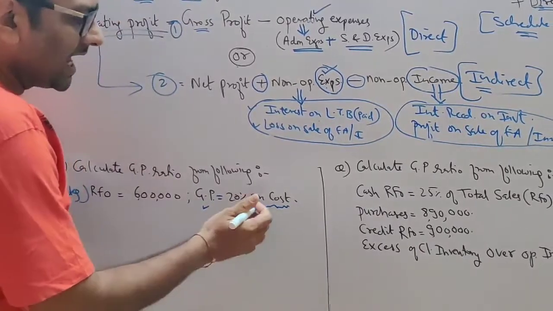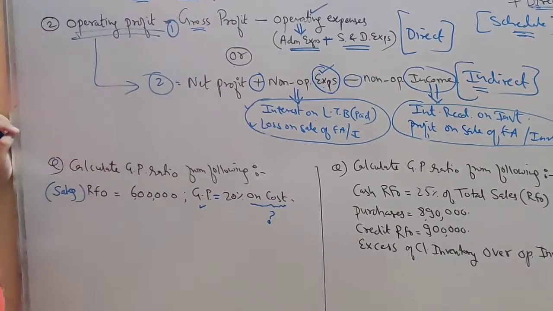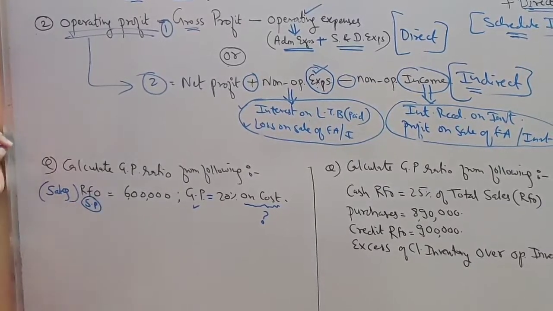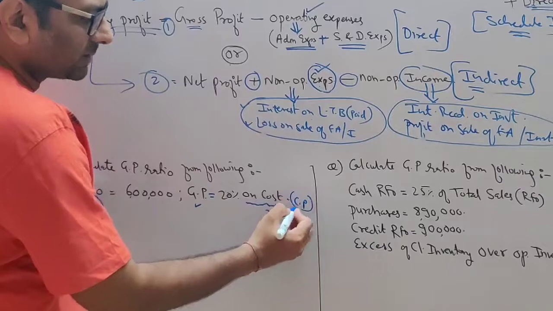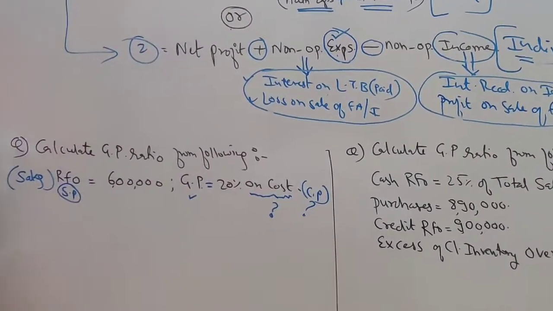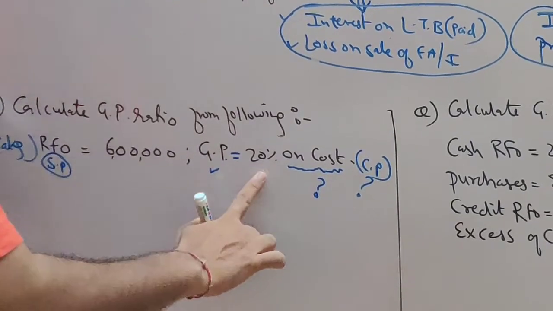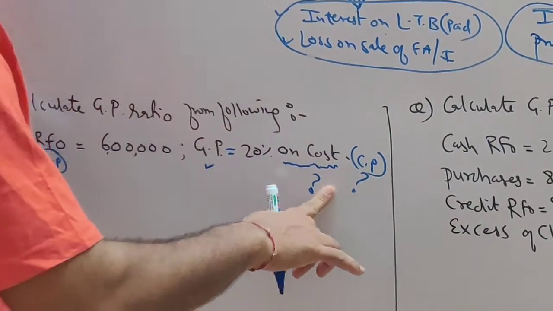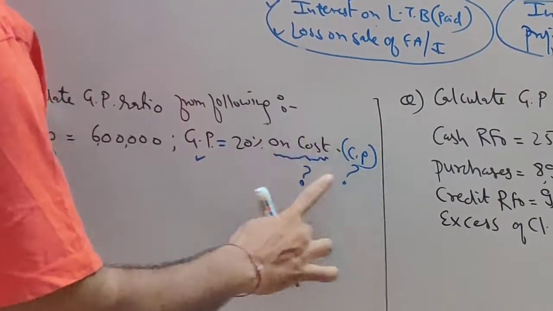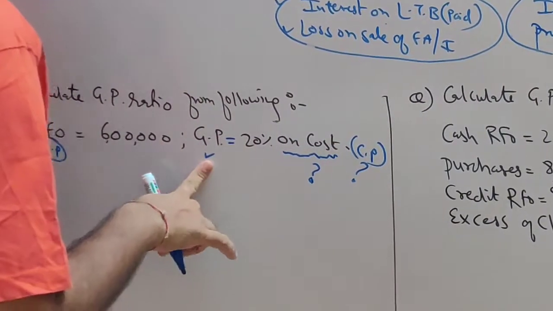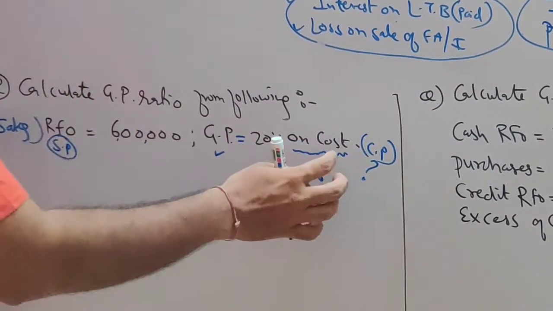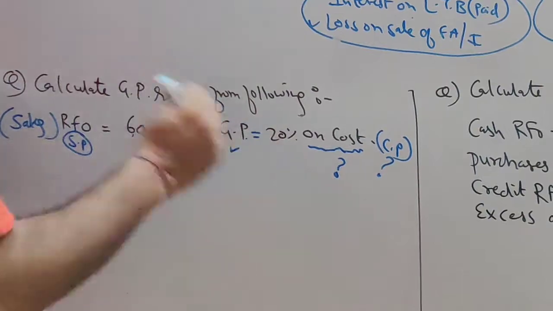But the problem is, I don't know cost. They have given me sales, the selling price, but they have not given me the cost price. Cost price is missing. Are you understanding the difficulty level, students? They have given 20% on cost price. If I calculate 20% of cost price, I will get the profit. But the problem is I don't know cost. So I got stuck here.